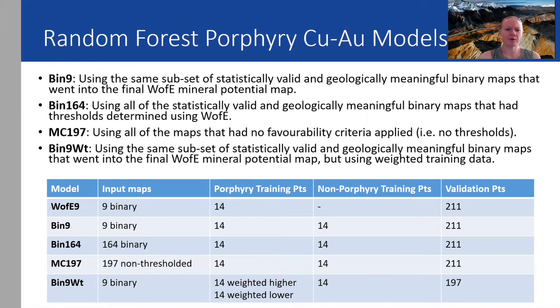And then the fourth model, just to look at the effect of weighting our training data. So using the same 9 input maps as the weights of evidence model, but having 3 different sets of training data, 3 different classes of training data. So the same training points that went into the weights of evidence model, a separate subset of training points which were ranked slightly lower, and then also our non-deposit training data.